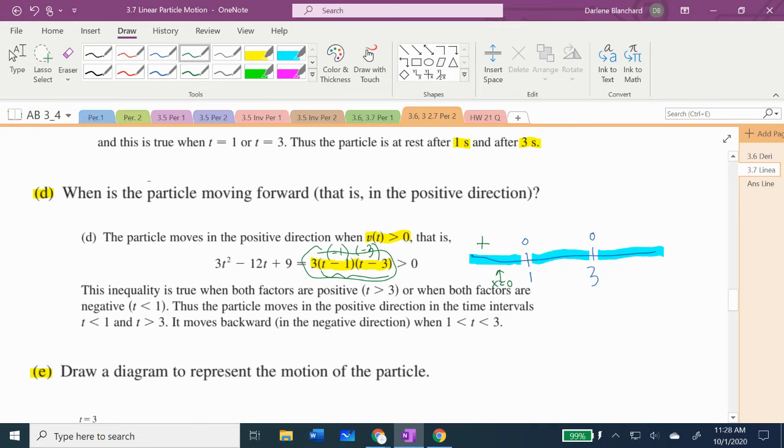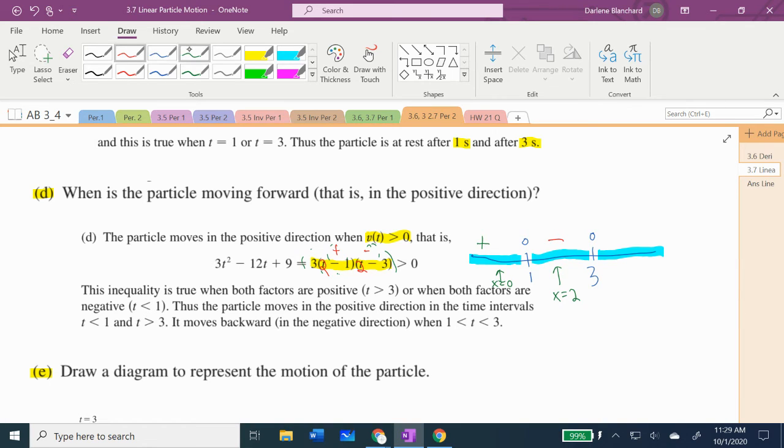I just need to know it's positive. Then for this interval, I can pick a number in between there. Again, I don't actually have to calculate the velocity at that time. I just need to know, is it positive or negative? So if I plug a 2 in right here, I'm going to get positive. If I plug a 2 in here, I'm going to get negative. Positive times negative is negative.